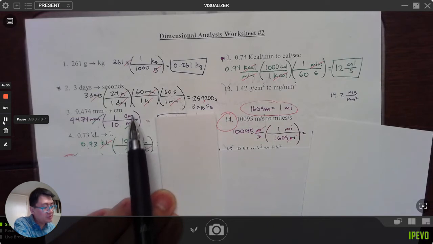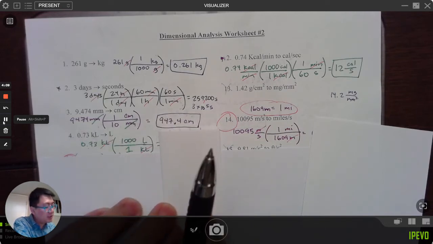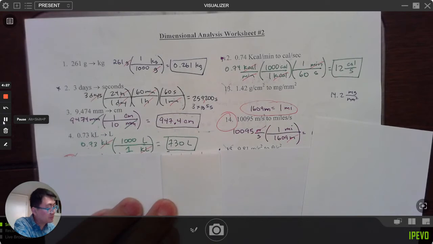Okay, next one, question number 3, which is convert 9,474 millimeters into centimeters. Again, 1 centimeter is 10 millimeters, so that divided by 10 on a calculator, I got 947.4. Question number 4, convert kiloliters into liters. Well, 1 kilo anything is 1,000 of them. 1 kiloliter is 1,000 liters. So 0.73 times 1,000, which is 730.